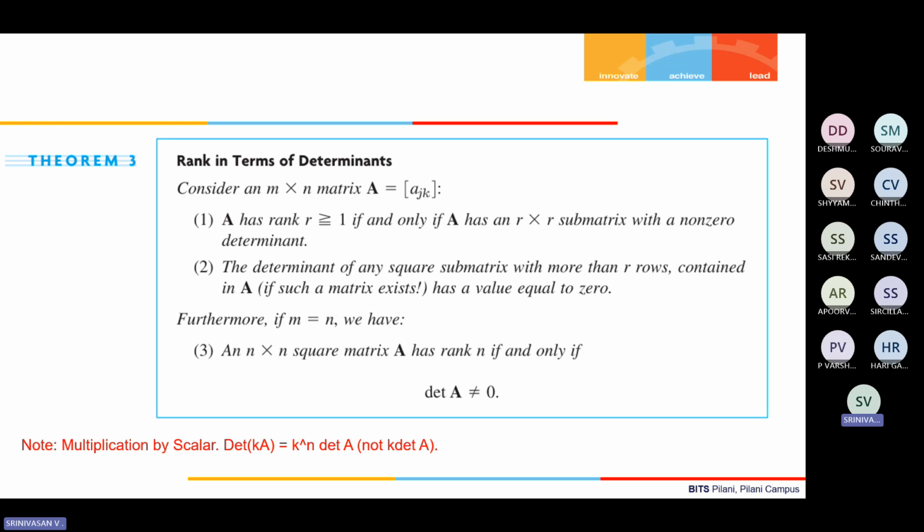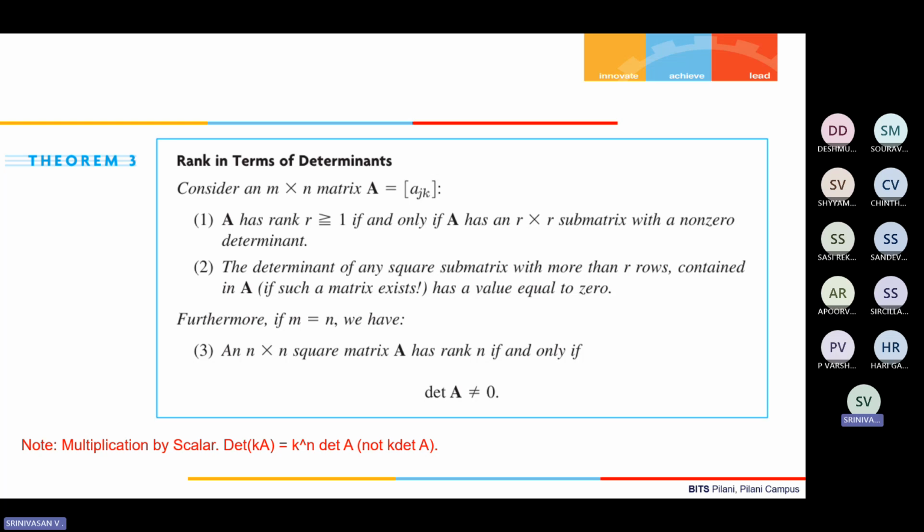Now, what is the meaning of this? Very simple. Suppose you have a matrix of order 3 by 3. Find its determinant. What do you mean by finding rank in terms of determinants? Find its determinant. If it is non-zero, then its rank is 3. The number of rows determines the rank of the matrix when its determinant is non-zero.